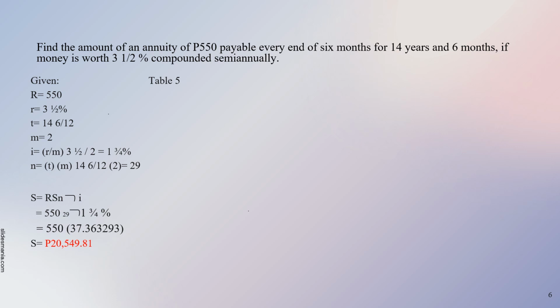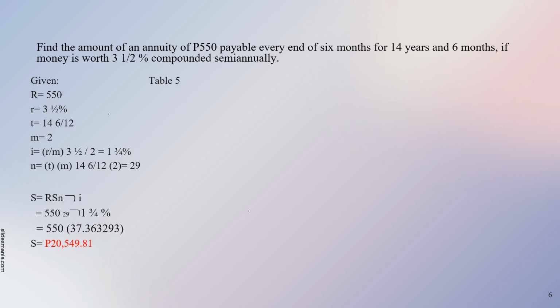So for our interest, that's going to be equal to R divided by M. So we just have to substitute the given amounts. So R is 3.5 divided by M, that is 2, so it is equal to 1.75% as our interest. For our n, which means the number of conversion periods, we have to multiply t and m. So that's 14 and 6 over 12 times 2. That's equal to 29.